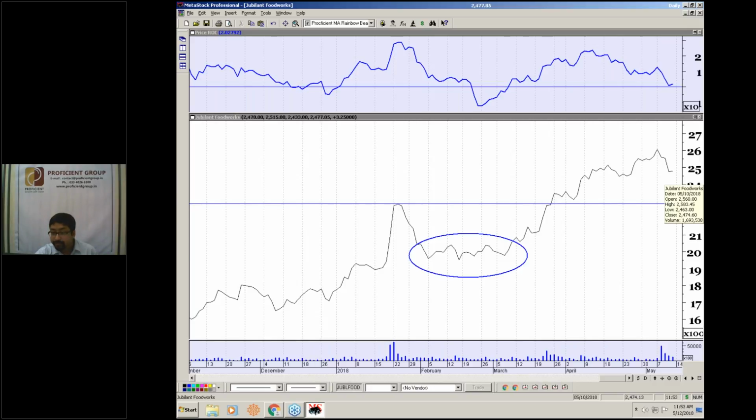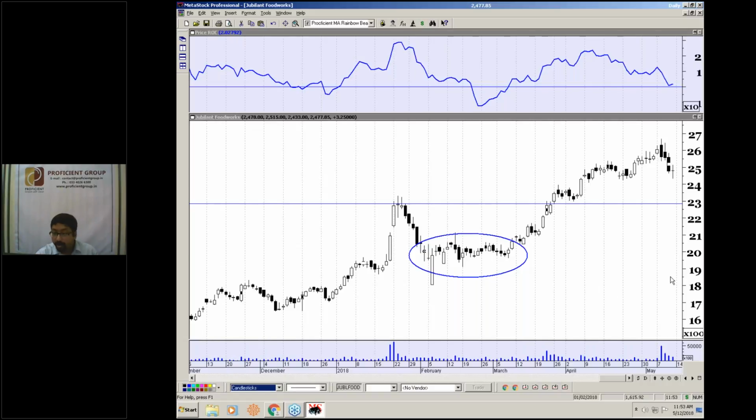Jubel Food again continues to enthrall us, and it is outperforming, although for the past 1 week it has retraced, right? It has retraced, and that is why I'm showing this chart to you.